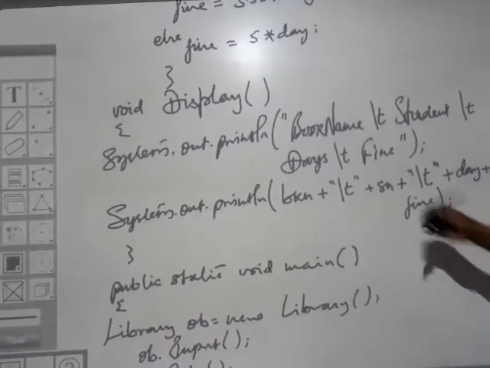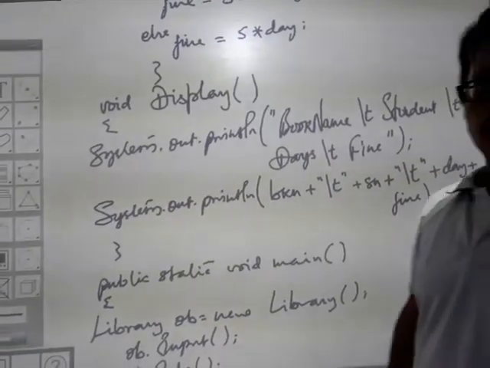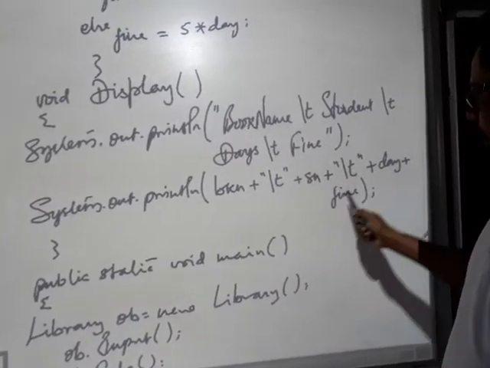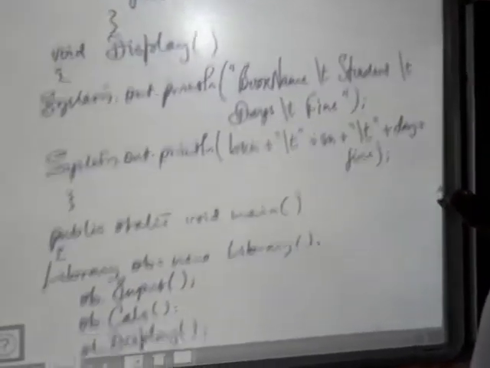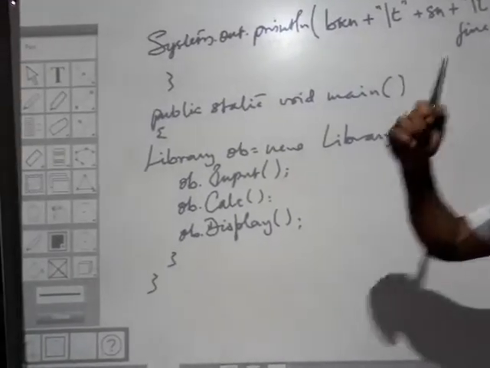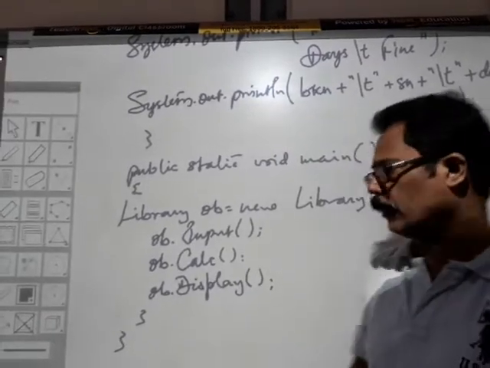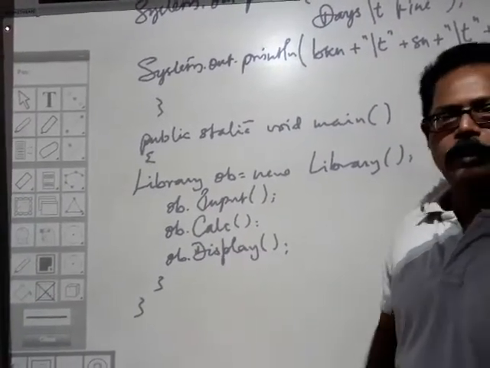First print the headings, and after the headings you have the variables separated by \t, that is a tab. And then when you come down to this part, again it's a non-parameterized constructor, so it need not be invoked because it is going to be invoked automatically. Then we have to invoke these functions: input, calc, and display.